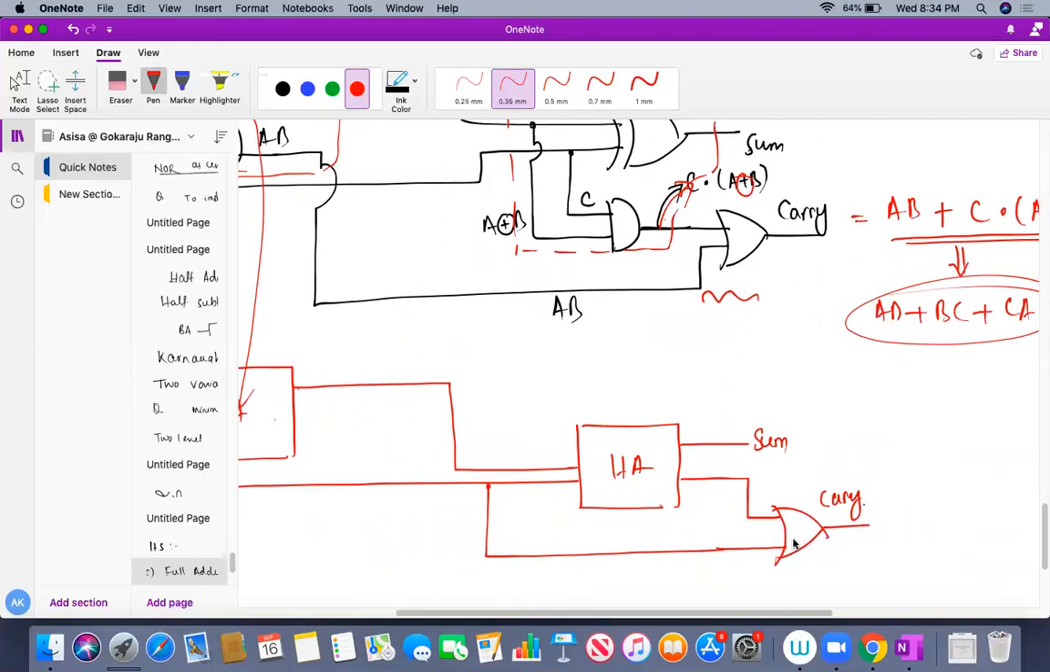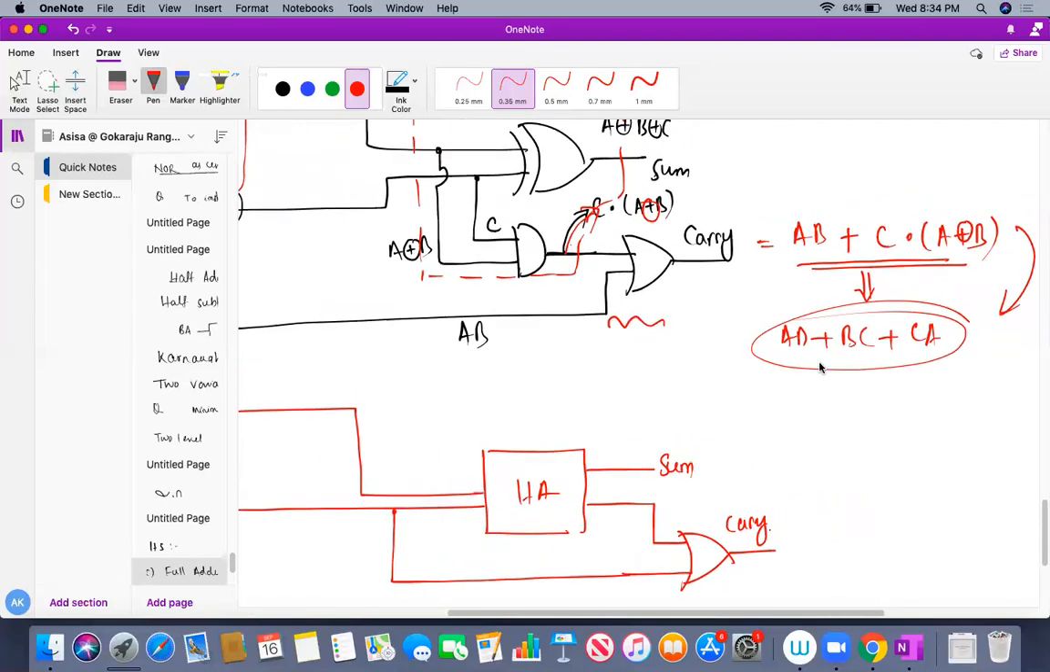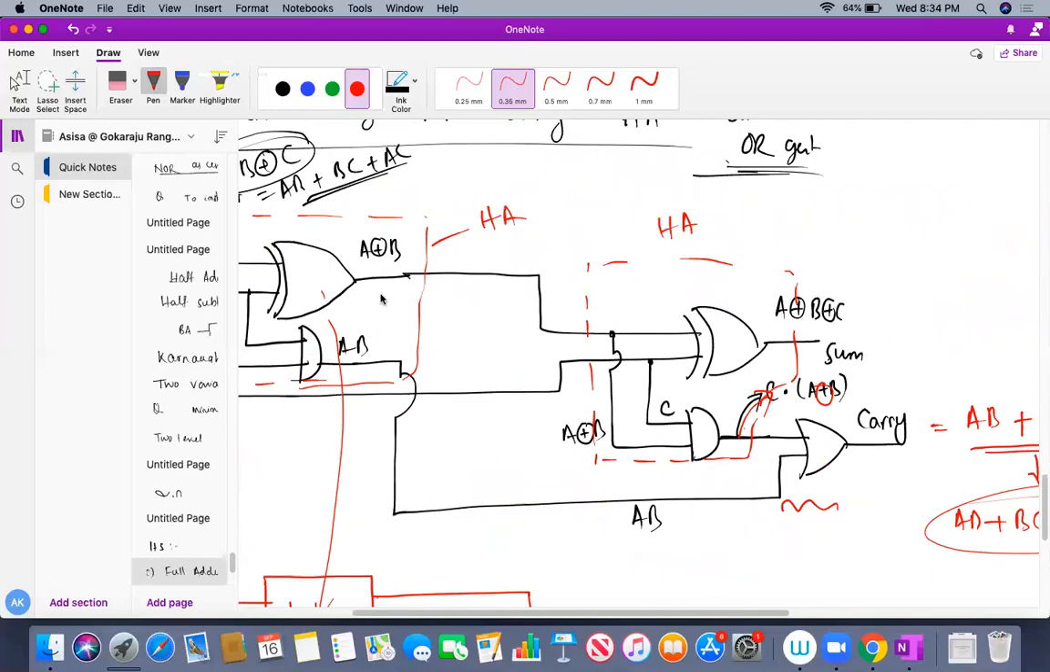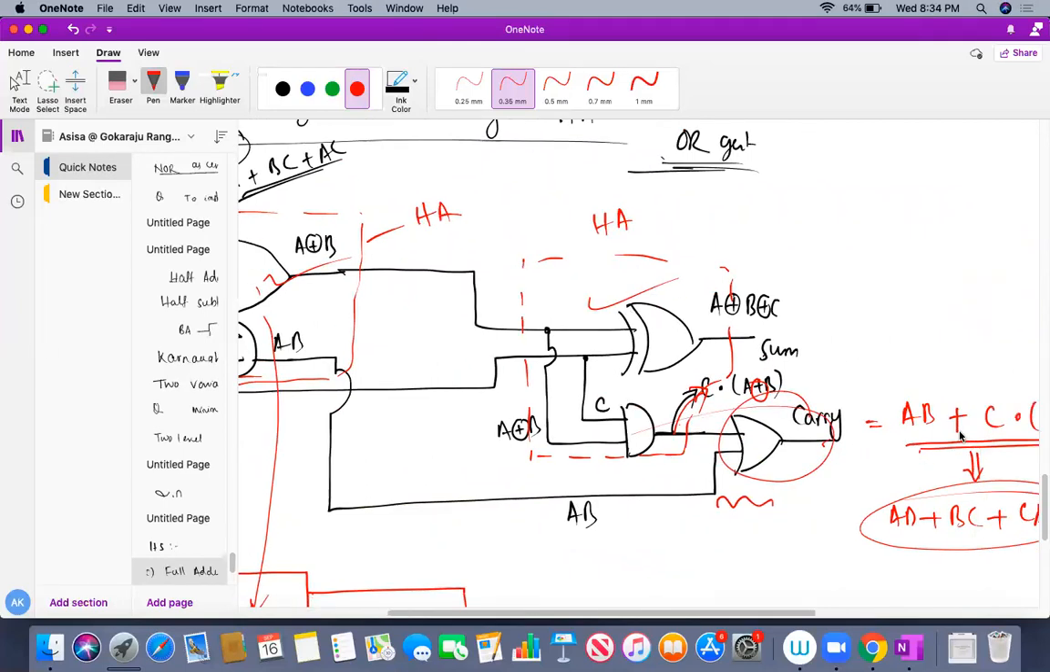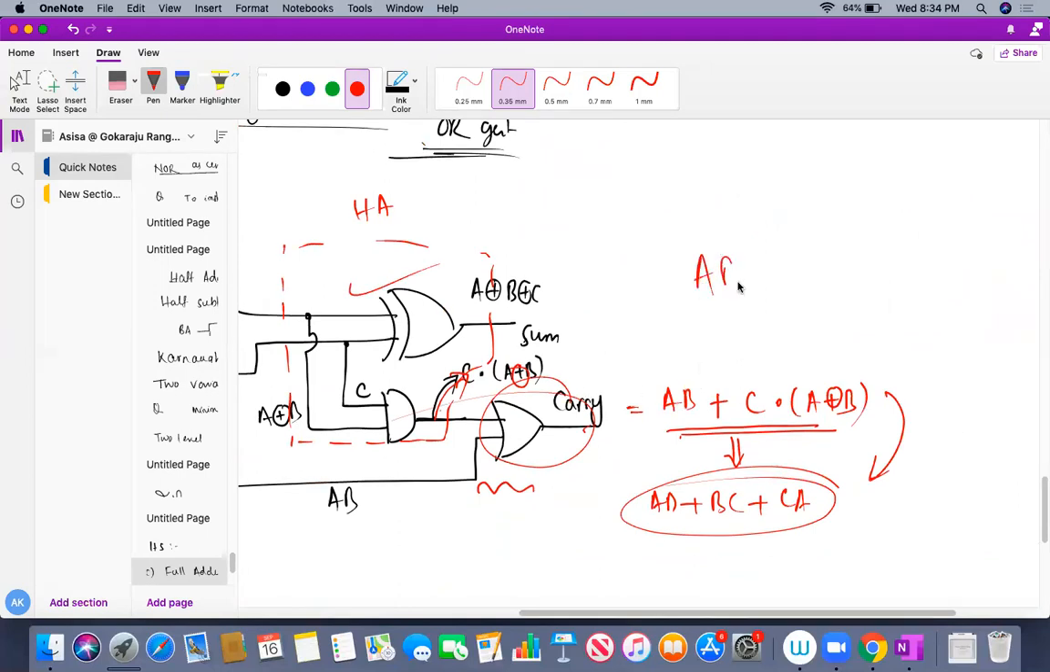Very simple. I have just taken two half adders like this, two half adders like this. Okay, and finally I have connected a carry. The carry result is actually nothing else, AB or C and A XOR B. I have not yet proved this is my carry operation. I will do that. Don't worry.